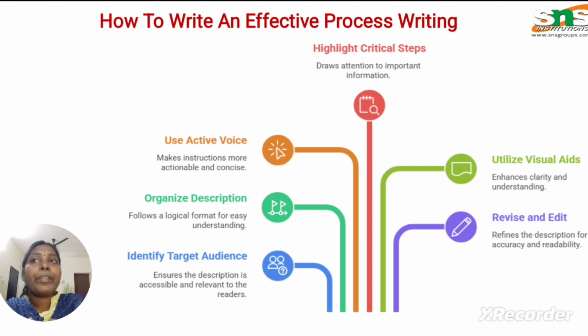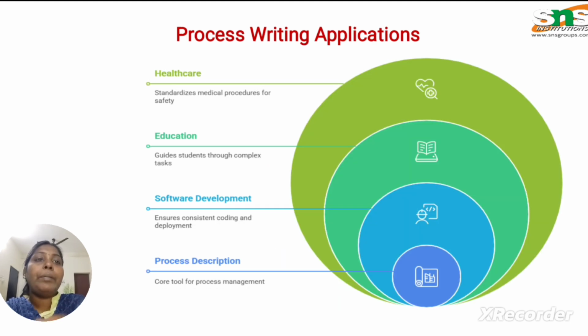Suppose you are writing content on how to operate a fire extinguisher, you have to give importance to what things must be done and what things must be avoided. Like that you can plan your content. As for applications, process writing plays a major role in the industries of healthcare, education, and software development, and they use certain tools to improve it.